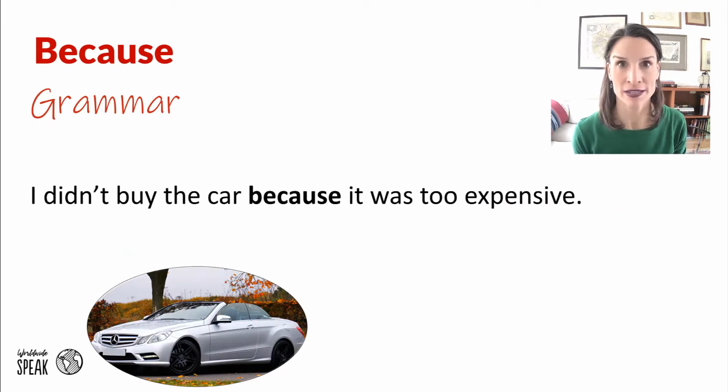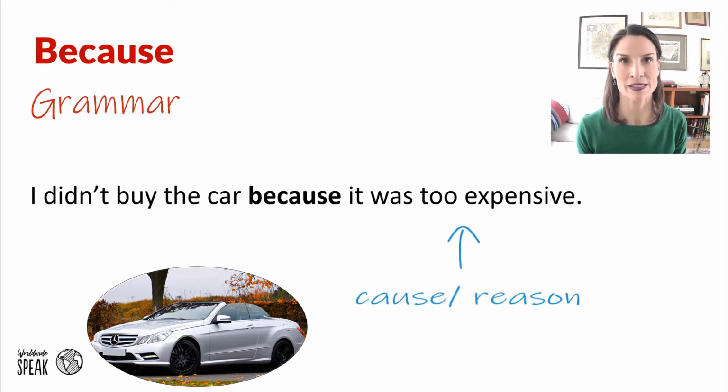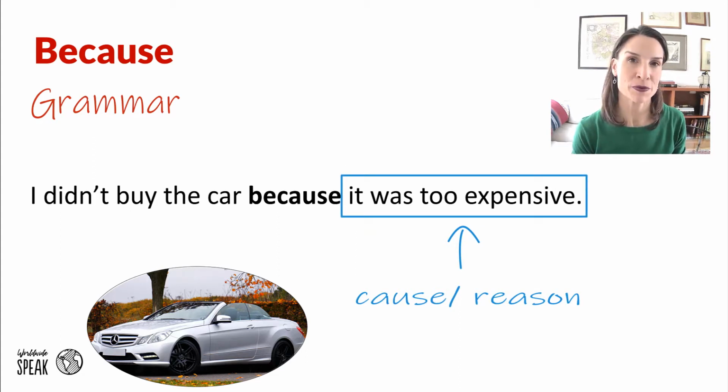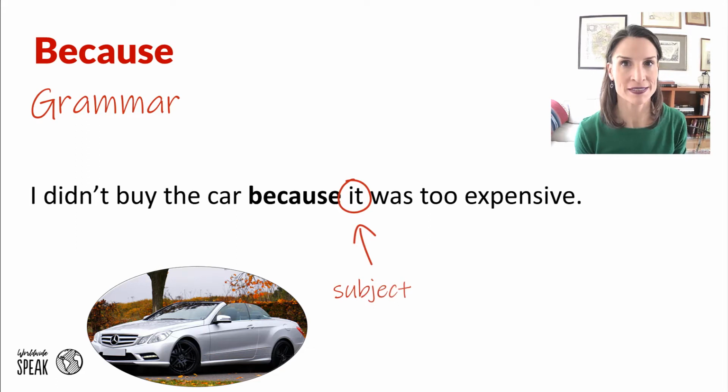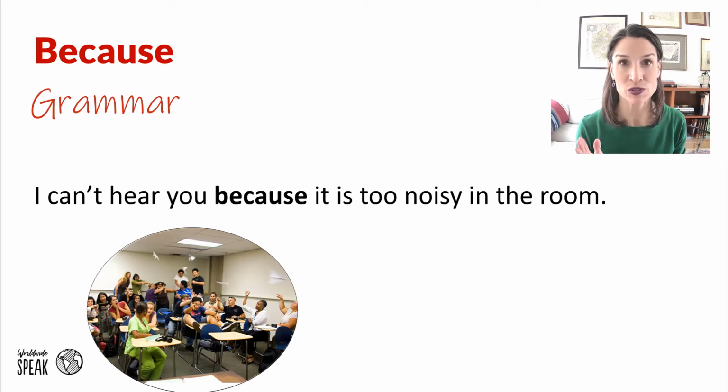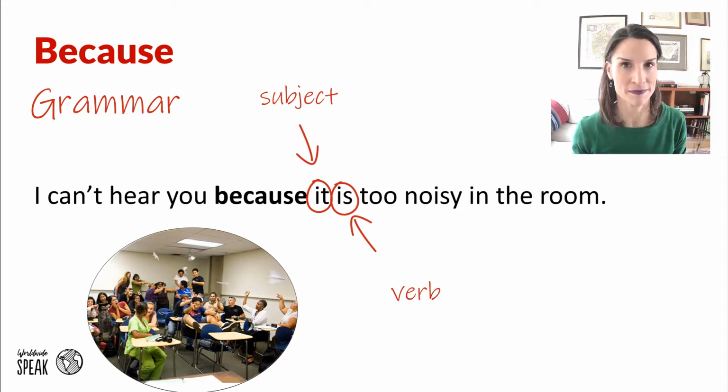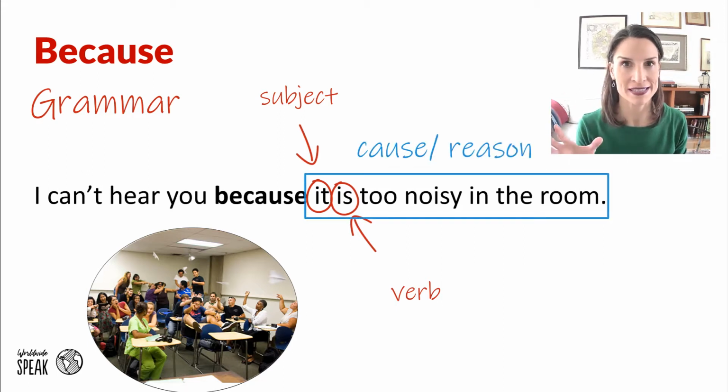Let's take a look at another couple of examples here. I didn't buy the car because it was expensive. So here's the reason. It was too expensive. And notice after the word because, I'm going to use a subject and a verb. Here's one more. I can't hear you because it is too noisy in the room. Again, we've got the word because, and then we have the subject it and the verb is. And this whole part of the sentence is the cause, the reason why I can't hear you.